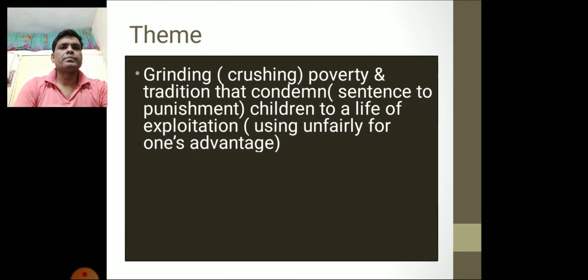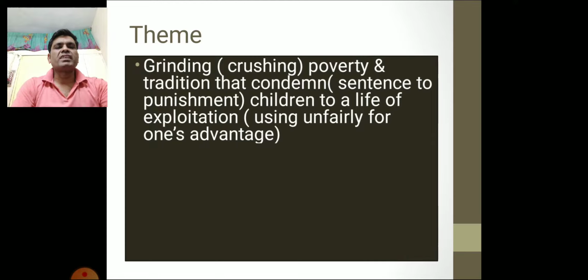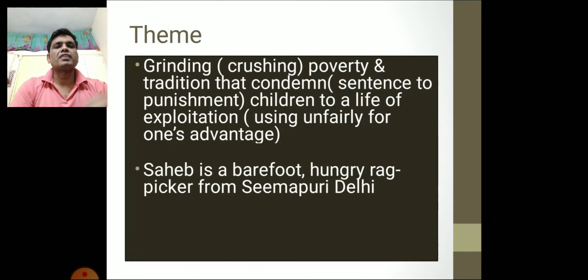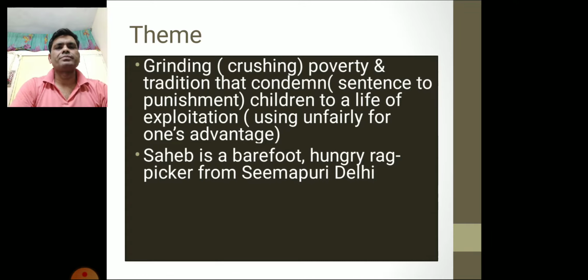Theme of the story: grinding poverty and tradition that condemn children to a life of exploitation. Dear students, poverty and tradition both together force the children to live a life of exploitation. They are used unfairly by others for their own advantage. And this theme in the story has been reflected by two children, Sahib and Mukesh.